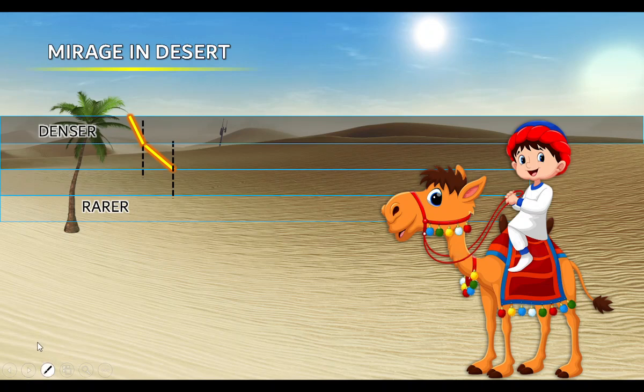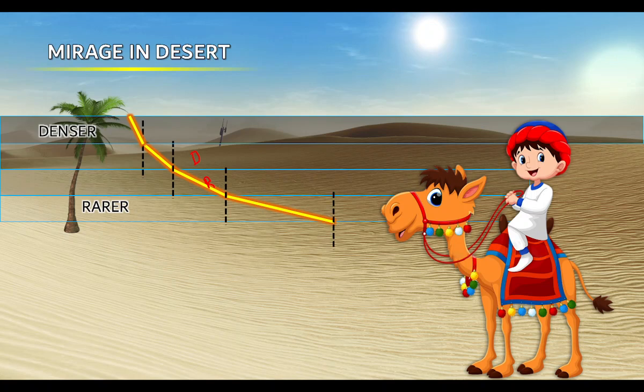Here is what I mean, you can see this is denser, right, and this is rarer, obviously, right. ये वाला ऊपर वाला ज्यादा डेंसर है, नीचे वाला थोड़ा कम है, इससे नीचे वाला और कम है. Now when the ray of light will move again, it will move away from the normal, then again away from the normal.